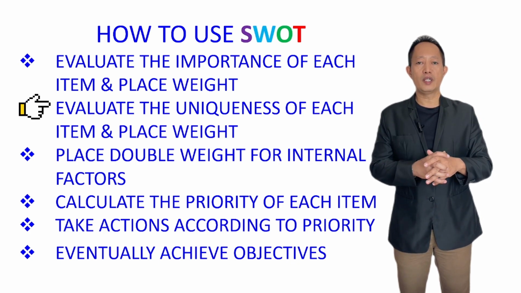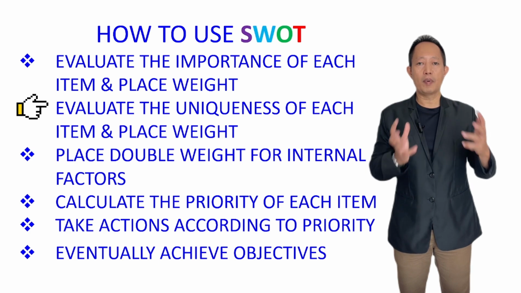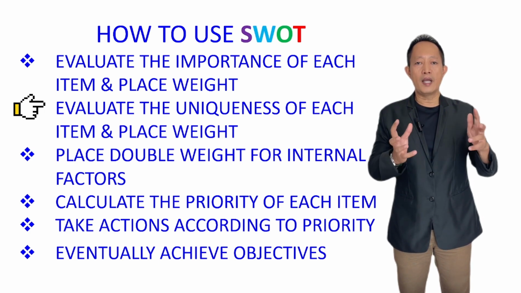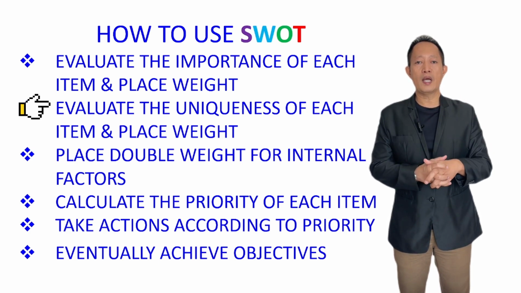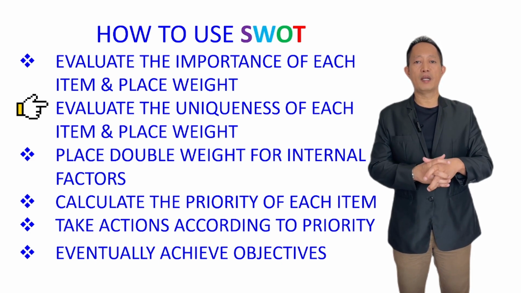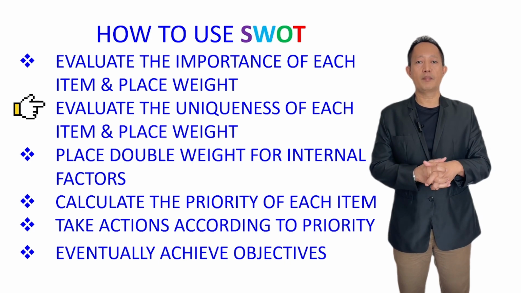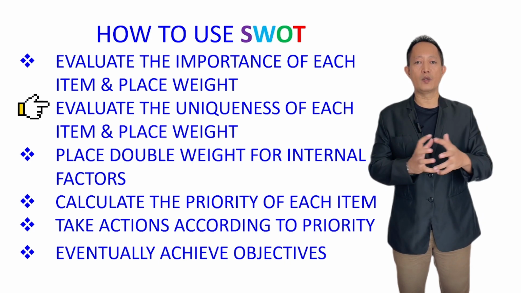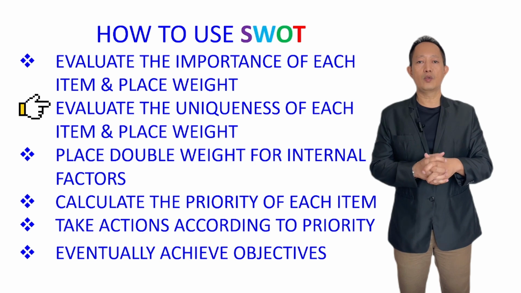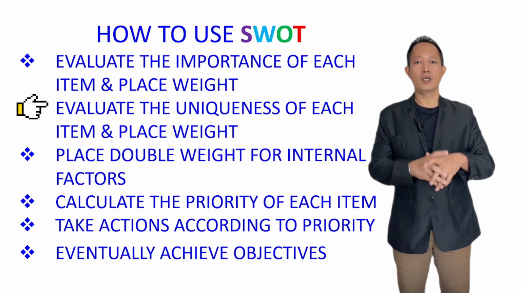Evaluate the uniqueness of each item and place weight. Like I said, if we are in China, speaking Khmer should be 5, but if we are in Cambodia, speaking Khmer should be weight 1. We need to put different weight depending on each uniqueness.